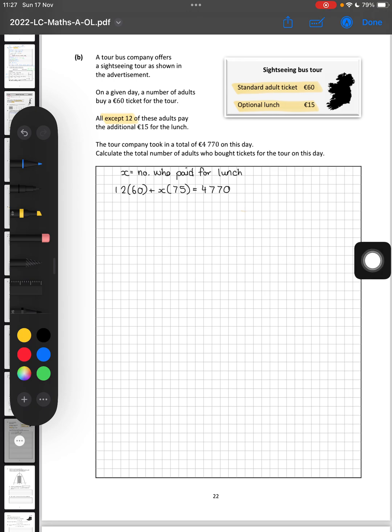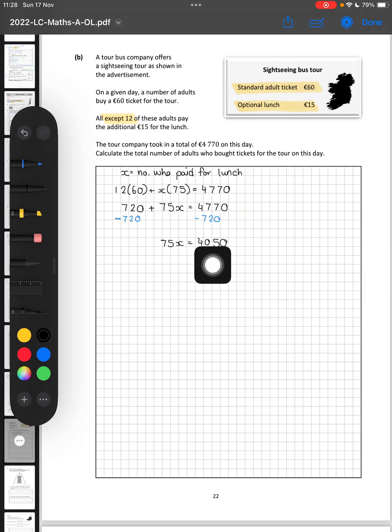Okay, so 12 times 60 is 720. So 720 plus 75x is equal to 4770. Okay, so we need to get x on a side by itself. There's a 75 that's multiplying and a 720 that's adding. So get rid of what's adding first by subtracting. So subtract 720 there, so that we will get 75x is 4,050. So that's how much they took in from the people who paid for lunch.